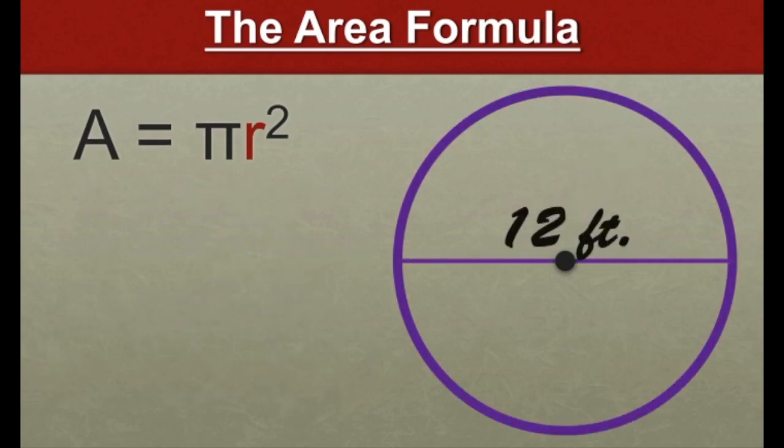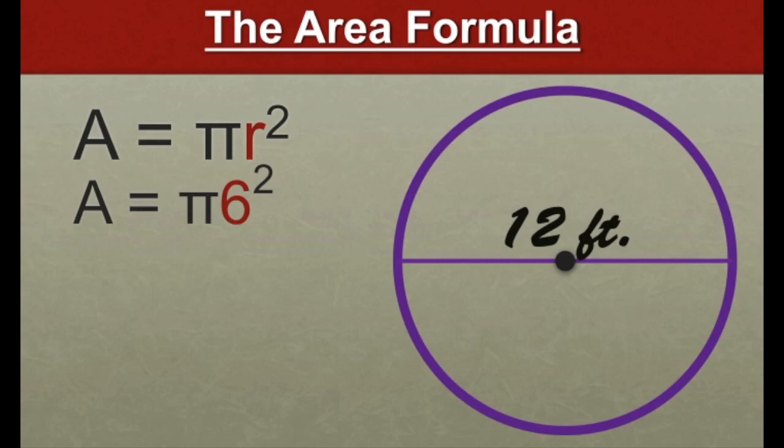In this example, as with all the examples, we should always start with the formula. Area equals pi r squared. Well, what do I have here? I have this is 12 feet. But first of all, what is this? Is this a diameter or is this a radius? Well, it's a diameter because it goes across the circle through the center. We should know that the radius is half of the diameter. If the diameter is 12 feet, then our radius is going to be 6 feet.